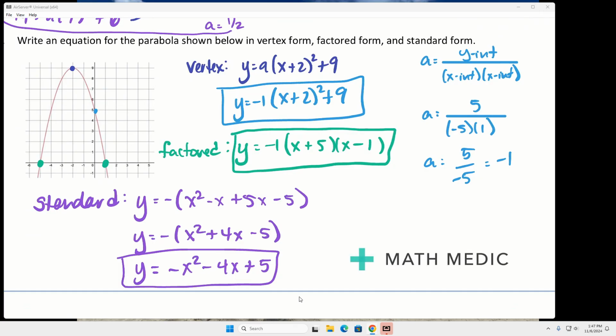Okay. So all three of those, same parabola, just a different form. All right, so you guys do that for number 8, and then I think we'll have to hold off on the factoring until tomorrow, and that's okay.